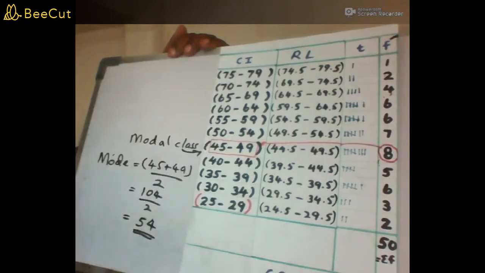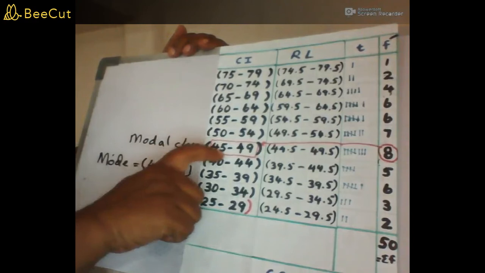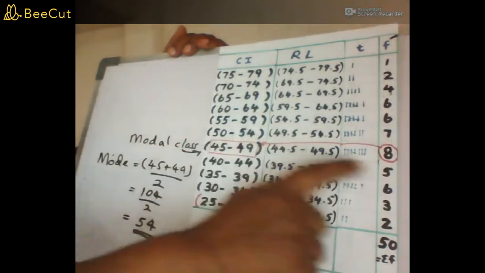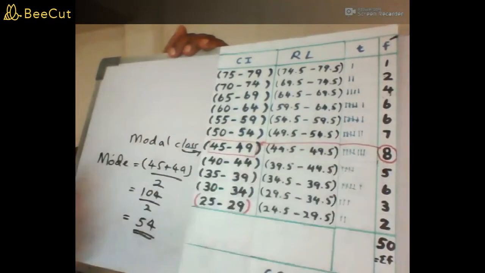Can you remember the modal class? Even when you are calculating the arithmetic mean, you got that assumed mean. In the papers, you could get the midpoint of the modal class as the assumed mean. So this is the modal class. What's the modal class? The class that represents the highest frequency, the large number of students.